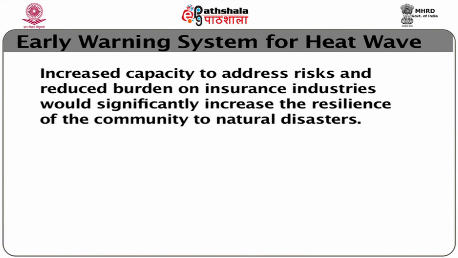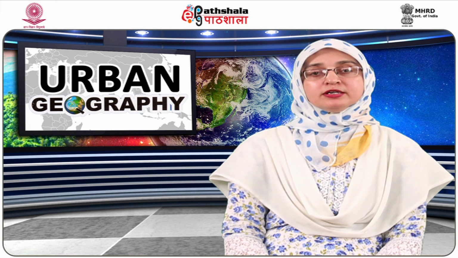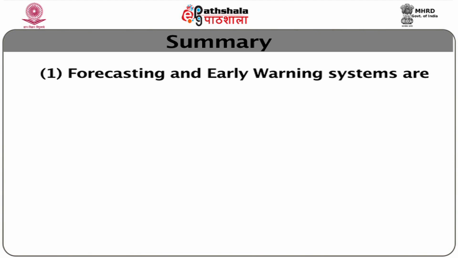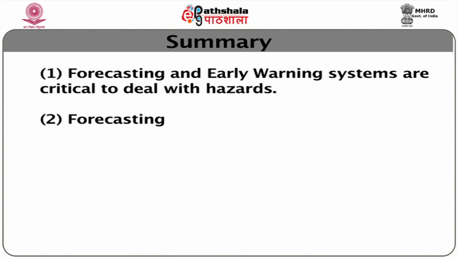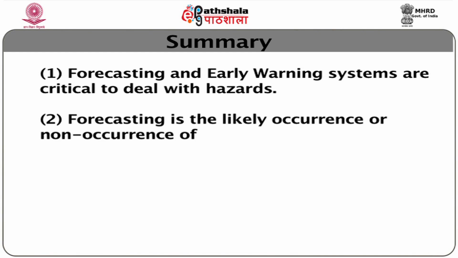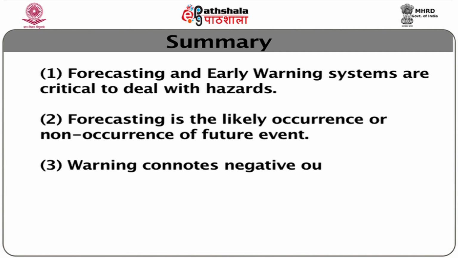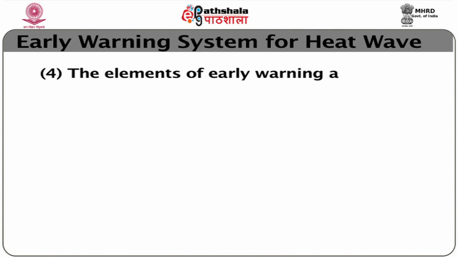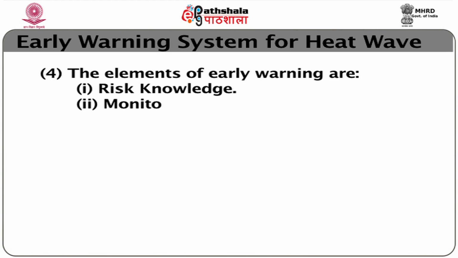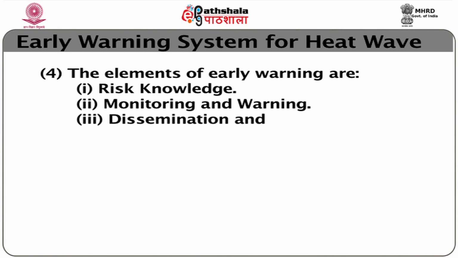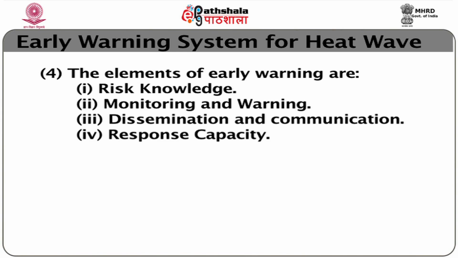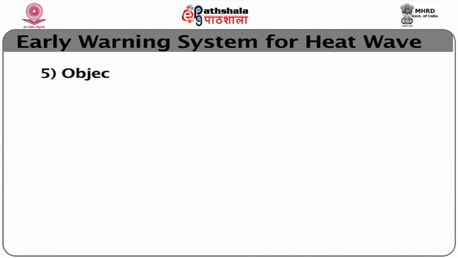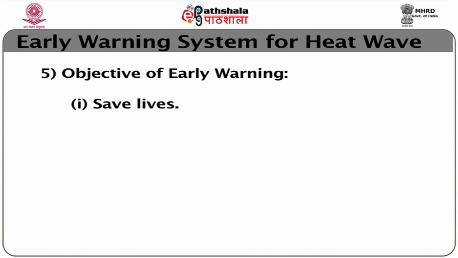Now, summary. Number one, forecasting and early warning systems are critical to deal with hazards. Number two, forecasting is the likely occurrence or non-occurrence of a future event. Number three, warning connotes negative outcome and essentially requires responsive action. Number four, the elements of early warning are, number one, risk knowledge, number two, monitoring and warning, number three, dissemination and communication, number four, response capacity. Five, objective of early warning, which includes number one, save lives, number two, to prevent damage.